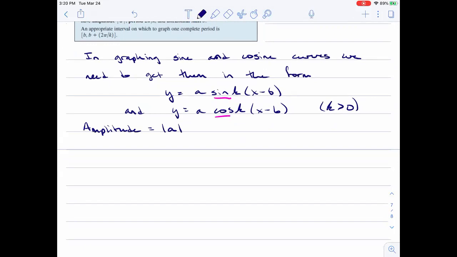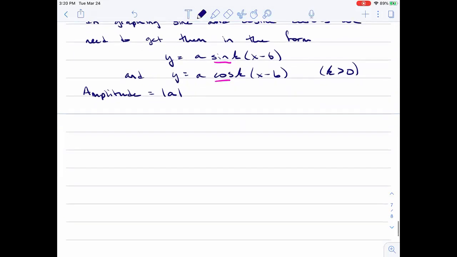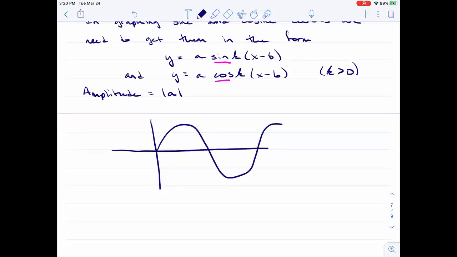Amplitude is the absolute value of A, where the amplitude is just how far, if you've got your sine curve, for example, that's not a very beautiful sine curve, but that's okay. So sine of x, this distance here, this distance is the amplitude, which is the absolute value of A.